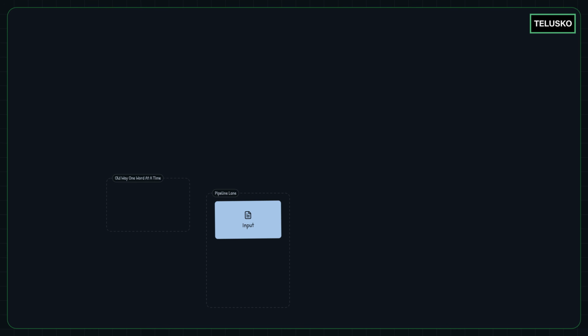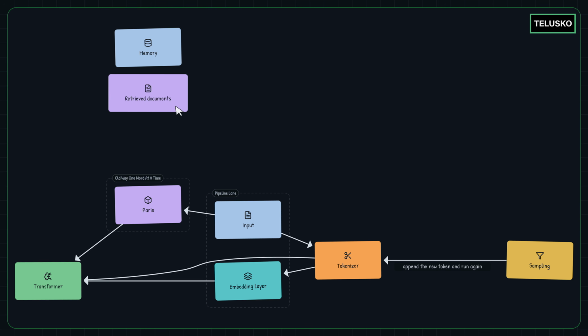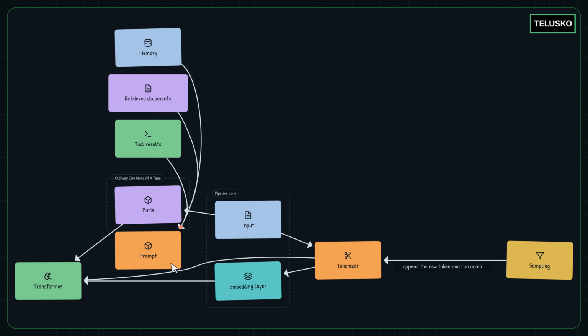Let us trace back to a pipeline layout where every component still follows those exact rules. There is no separate memory channel or document channel. Your code joins memory, retrieved documents, tool results, and your user text into one single prompt string before it is ever tokenized, which is why prompt assembly is real engineering work. This whole string goes into the context window.